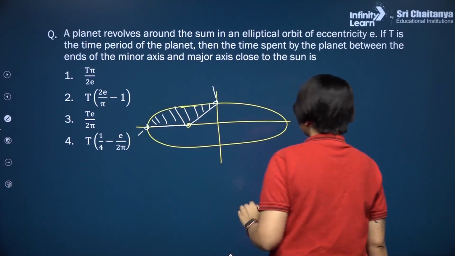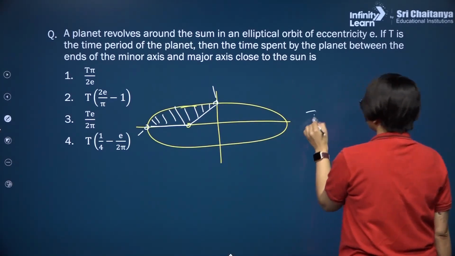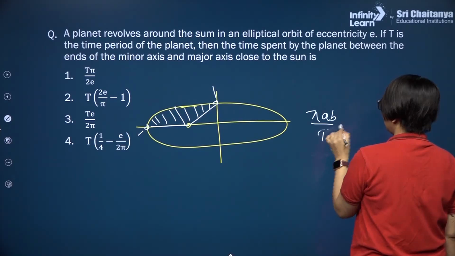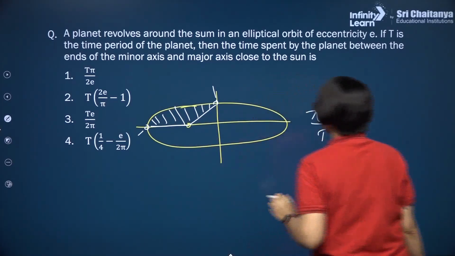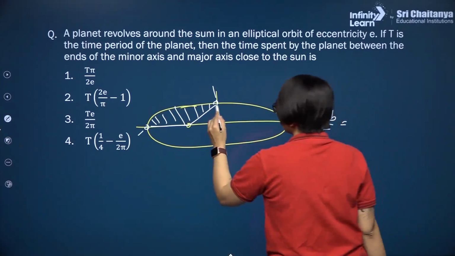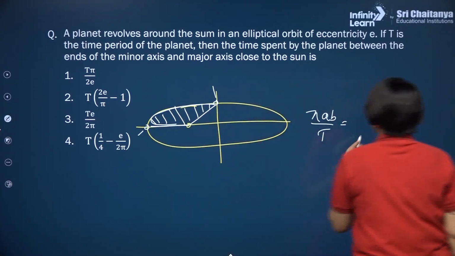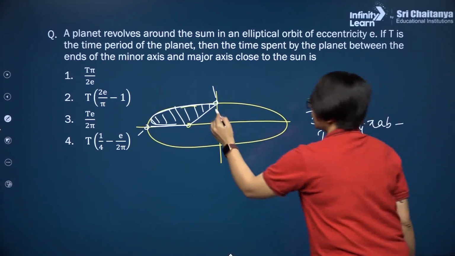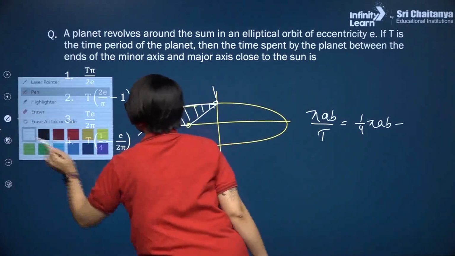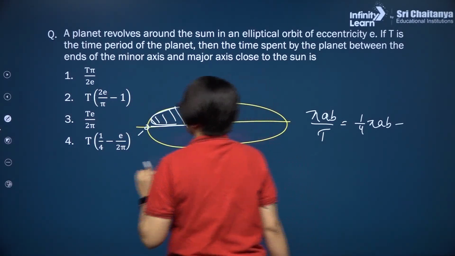So areal velocity is constant. So if the time period is T, then the total area of the ellipse, pi AB, divided by the time period is equal to the area of this white portion over here divided by the time taken. The white portion is 1/4 of the area of the ellipse, which is 1/4 pi AB, minus the area of this triangle, because we need this white portion only. So we need to subtract this triangle area.